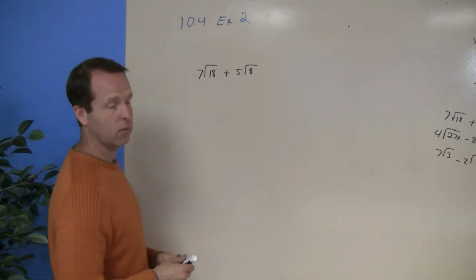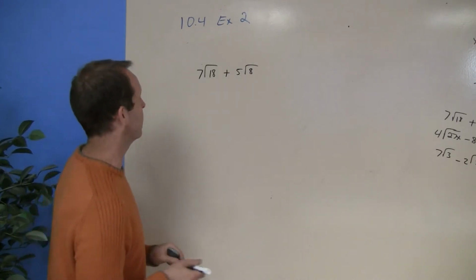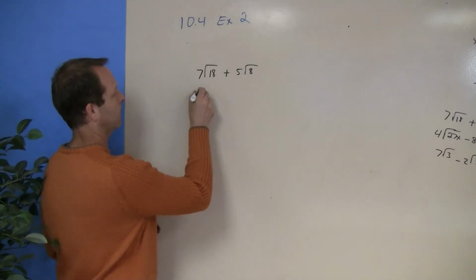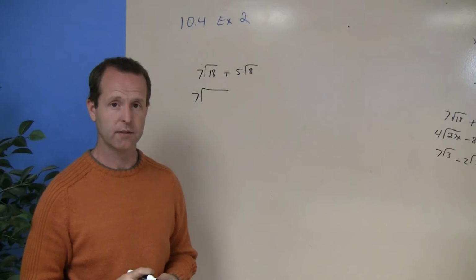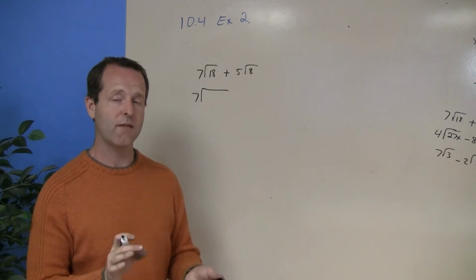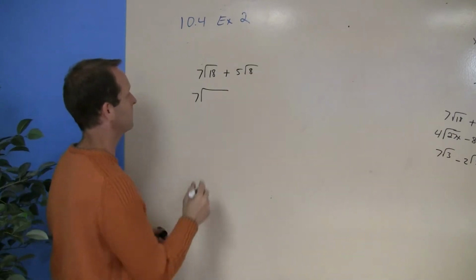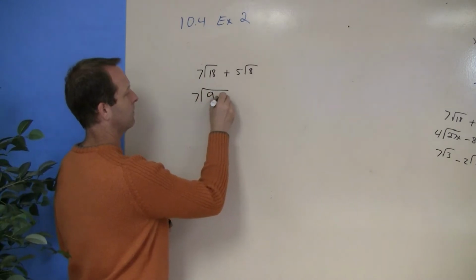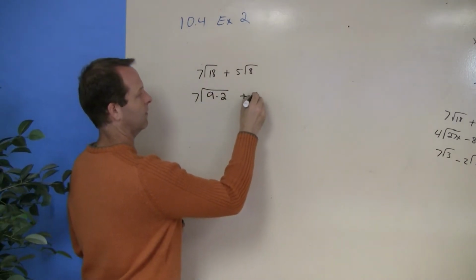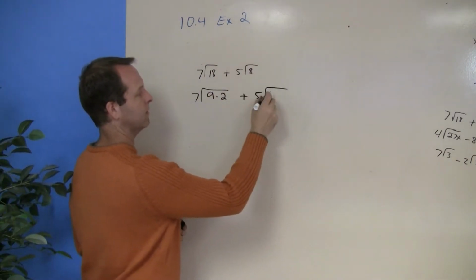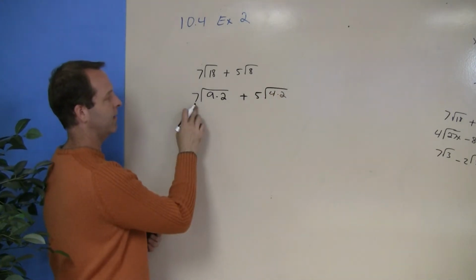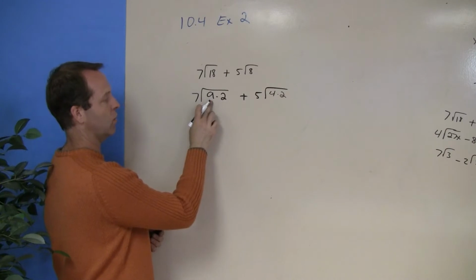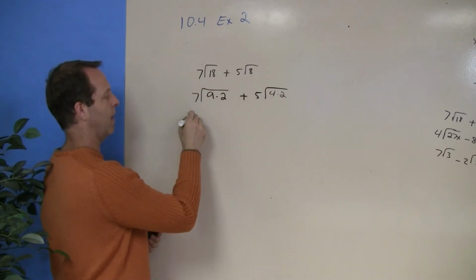So let's rewrite or reduce 7 root 18. Remember, to reduce that root 18, I want to turn it into a factor such that one of its factors is a perfect square. And root 8, that's a 4 times a 2. Alright, 7 times the square root of 9. Well, the square root of 9 is a 3, so I can pop them out.